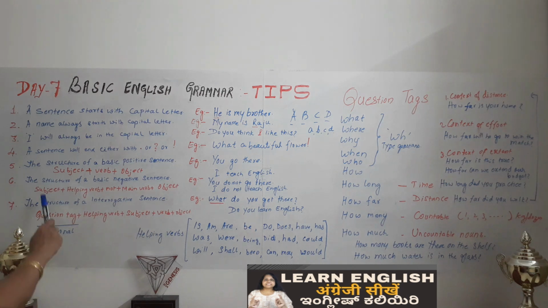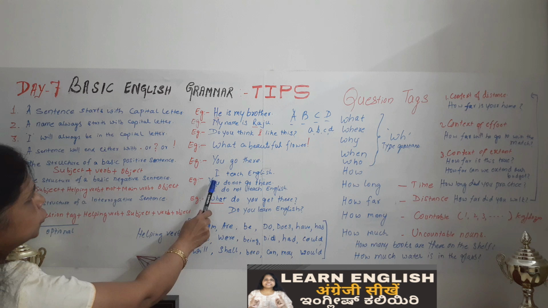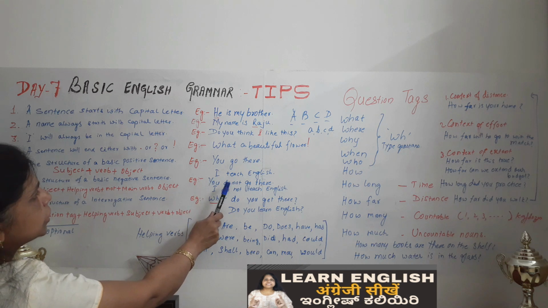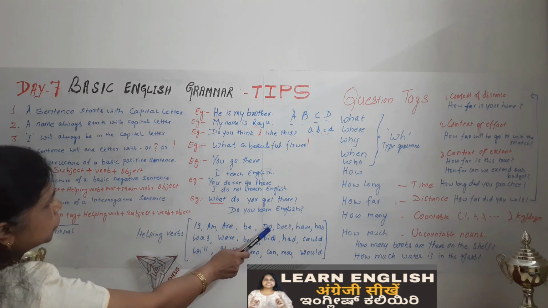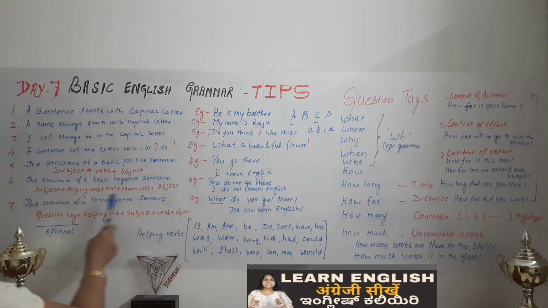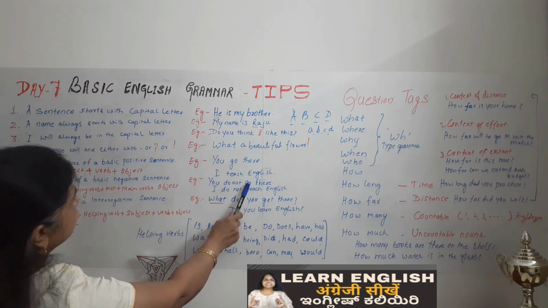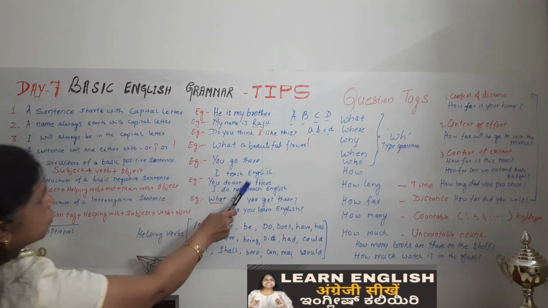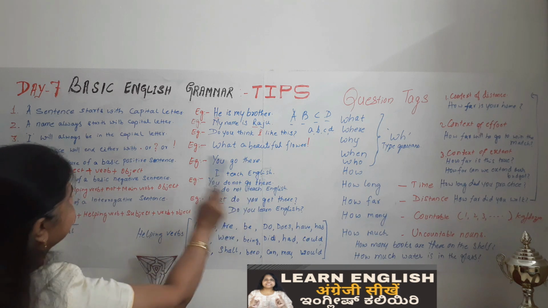Now coming to the negative sentence: subject, helping verb, not, main verb, object. Let us see the sentence. You is the subject. Do is the helping verb, plus not, plus the main verb go, and the object there. So, you do not go there.